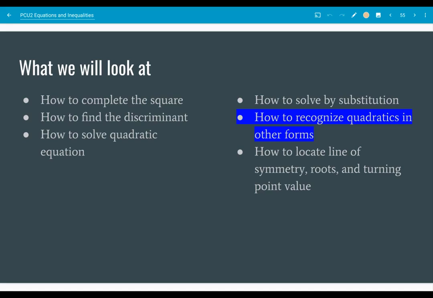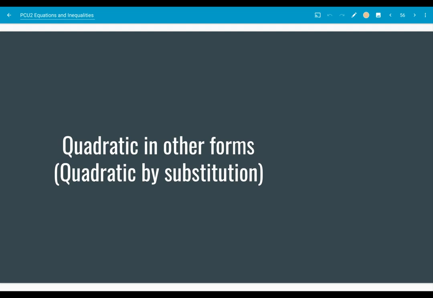In this video, we're going to talk about how to recognize quadratics in other forms, which is sometimes called quadratics by substitution.